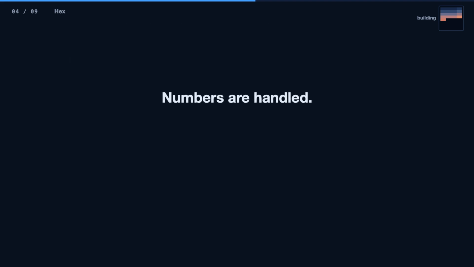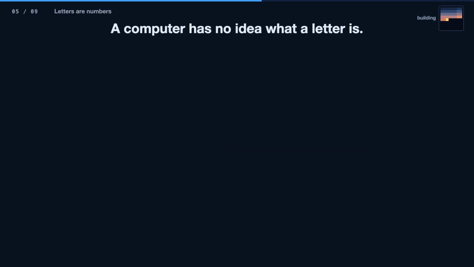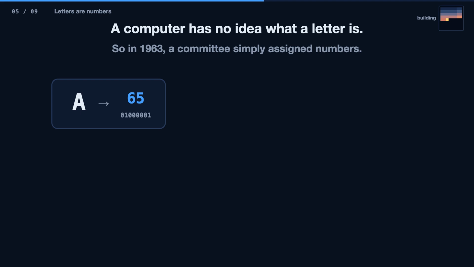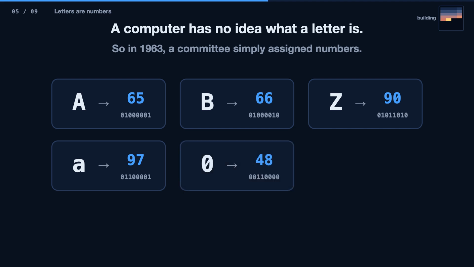Which raises the obvious question. A computer stores numbers, so how does it store a letter? It does not. A computer has no idea what a letter is. So in 1963, a committee simply assigned numbers. Capital A became 65. B is 66. Lowercase a is 97. The space character is 32.